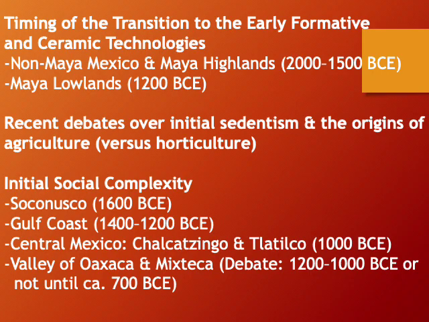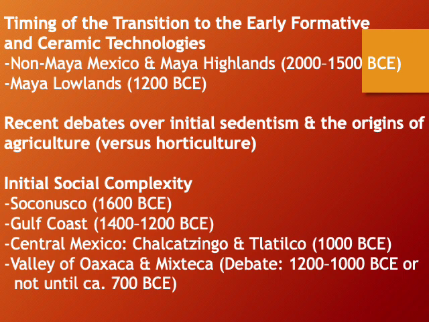So some of the really important transitions that happened during the early formative period actually happened at different times in different parts of Mesoamerica. So for example, the Maya were using pottery a little bit later than people in other parts of Mesoamerica, particularly in Mexico. In some parts of Mexico, like where I work, pottery goes back to 2000 before the Common Era, whereas in the Maya region, it's a little bit more recent, about 1200 before the Common Era.